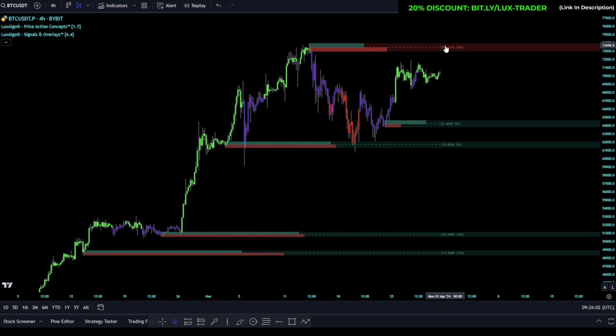Next, pay attention to the figures beside the percentages, which represent the actual quantity of the volume. This helps you gauge the level of market interest and the significance of the volume at different levels.